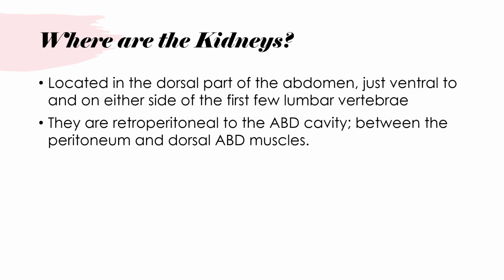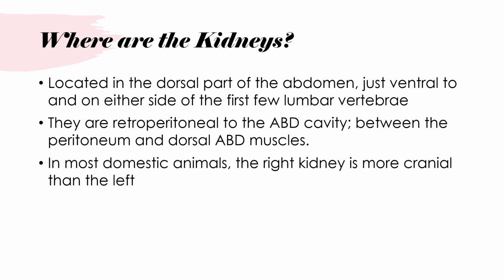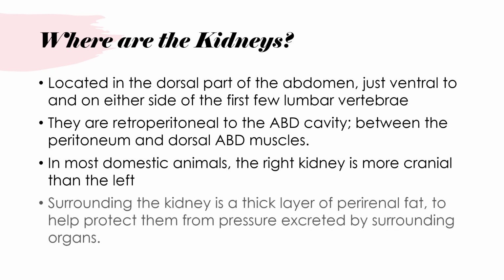So where are the kidneys? Well, they're located in the dorsal part of the abdomen, just ventral to and on either side of the first few lumbar vertebrae. They are also retroperitoneal to the abdominal cavity. So they're between the peritoneum and the dorsal abdominal muscles. In most domestic animals, the right kidney is more cranial than the left.